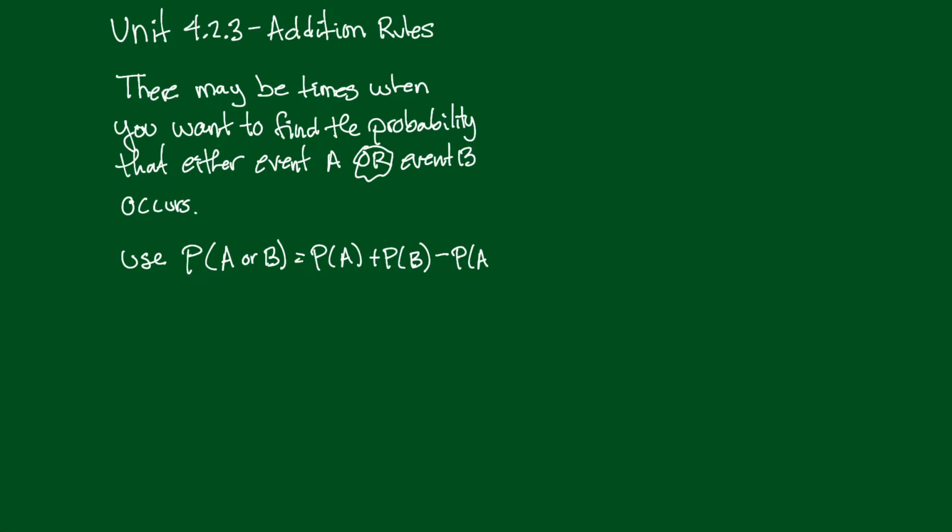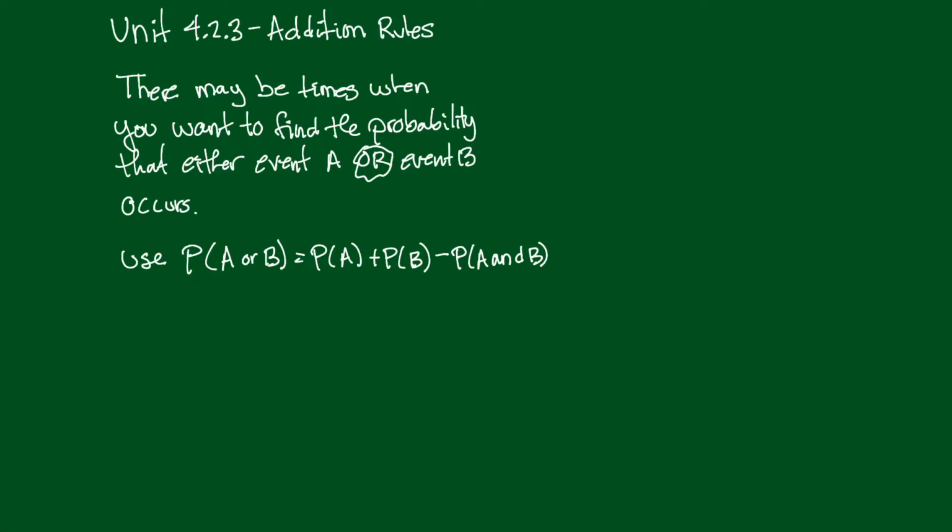You know what I'm going to do here? I'm going to write this in terms of AND. See what this rule says? It says if you want to find the probability that A or B occurs, take the probabilities of A and B individually, add them together, but then you have to subtract off the probability that both of them happen.